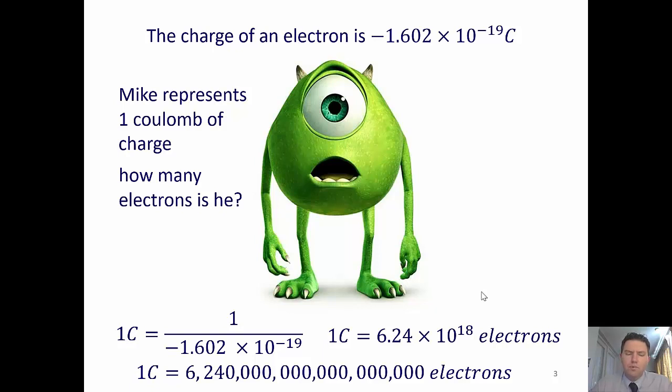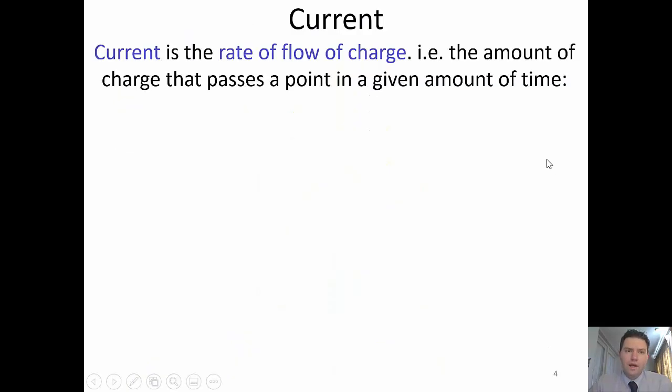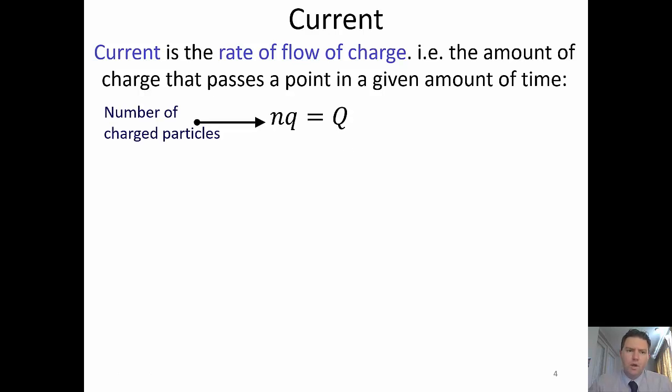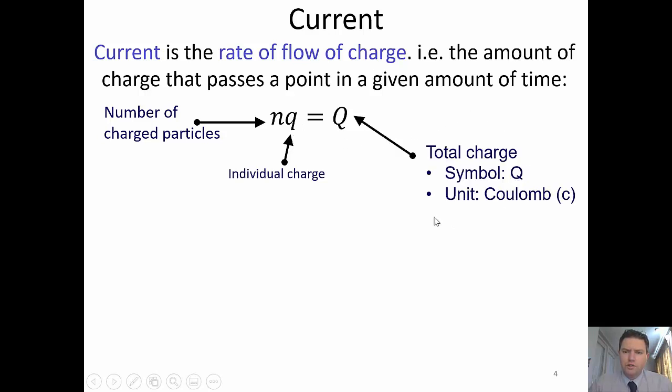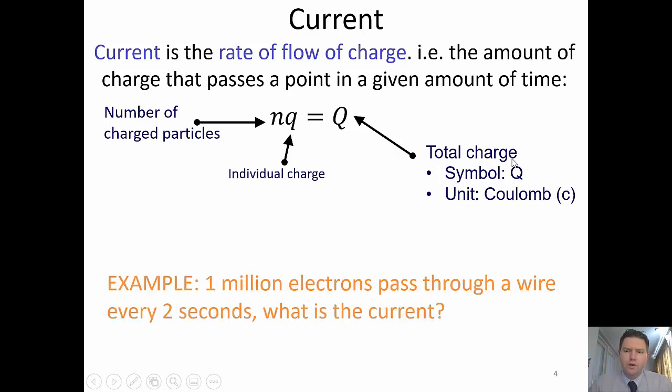And that idea is a really important idea, because when we get to current, we're going to say that 1 coulomb moving past a point every second is how we define 1 ampere, 1 amp. So what is current? Current is the rate of flow of charge, i.e. the amount of charge that passes a point in a given amount of time. And so we have this equation here. We have the number of charged particles, the individual charge, and then the total charge measured in coulombs.